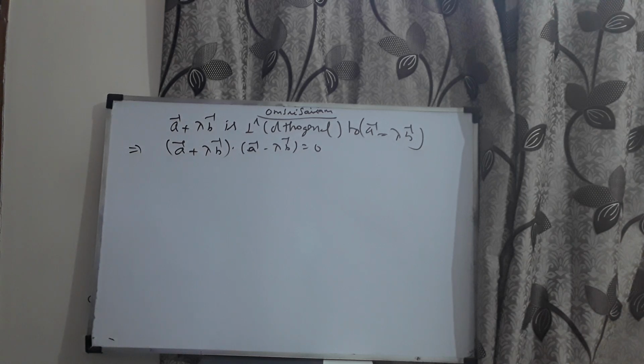Therefore, two non-zero vectors are perpendicular or orthogonal if and only if A dot B is equal to 0. I repeat, two non-zero vectors A vector, B vector are orthogonal or perpendicular if and only if A dot B is equal to 0. If A dot B is 0, they are perpendicular. If they are perpendicular, A dot B will be 0.